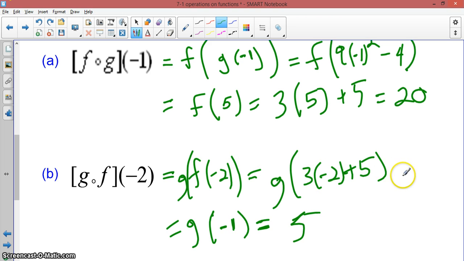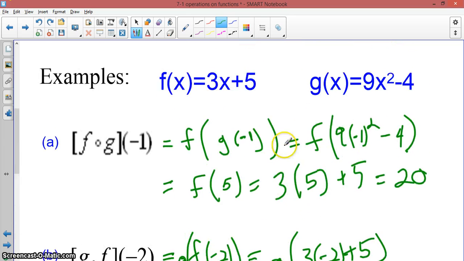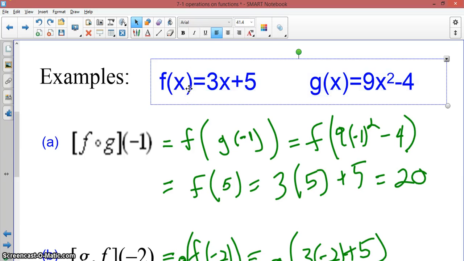So you plug in an x and figure out a y. It just takes multiple steps because there's multiple functions involved. Okay? So these are two functions, where you plug in an x and get a y. So whatever this function is, you plug in x. When x is negative 1, y equals 20. Whatever this other function is, when you plug in negative 2, you get 5.